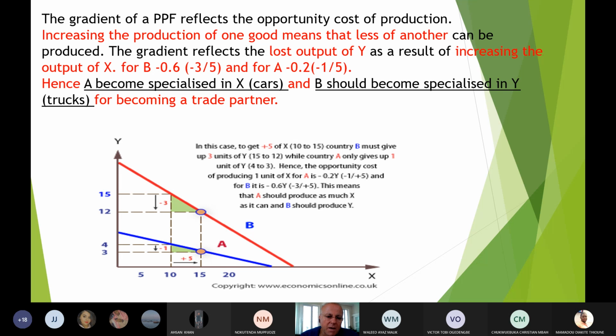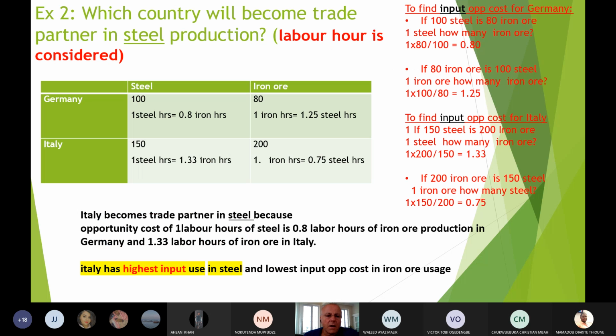And for country B, moving from 3 to 5 is again making a 0.6 reduction in the economy, and hence they become specialized in X for the cars, and B for the trucks is expected to increase and enlarge the market, but some reduction in the economy is observed.